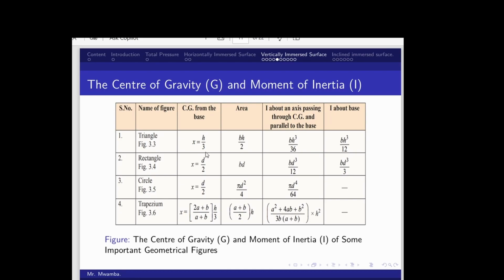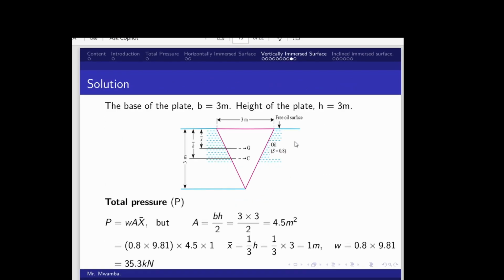So next time we'll be talking about the point at which the pressure is acting. We'll look for the moment of inertia. For a triangle, this is the formula here, b times h cubed over 36. So substitute our base and our height, which is 3 in our case.